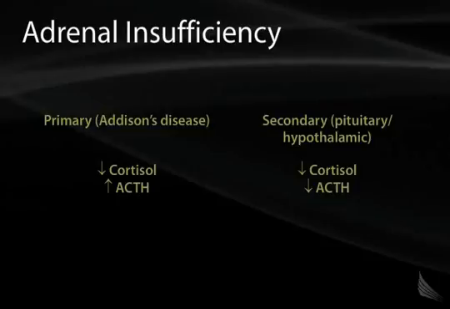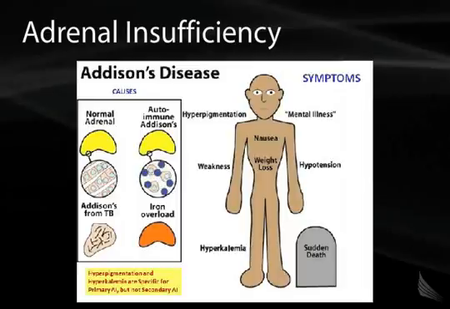But again, if the feedback is intact, then the low cortisol will feed back to the pituitary to result in increased ACTH. That is primary adrenal insufficiency. But if it's secondary, where the cause is a pituitary dysfunction, then the ACTH itself is low, which then drives the low cortisol. So in this case, cortisol and ACTH are both decreased.